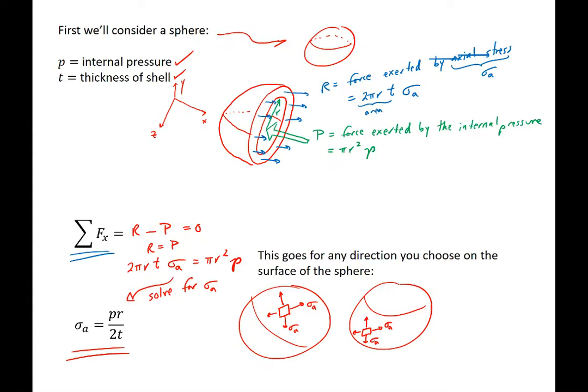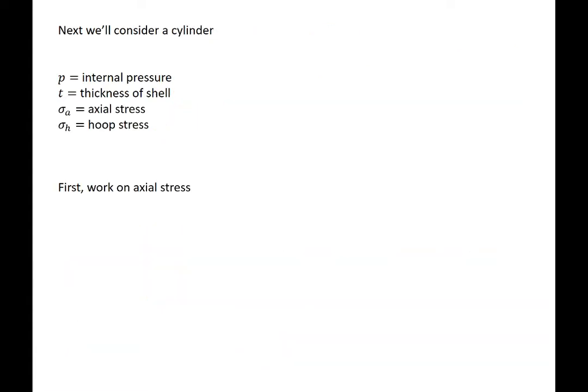All right. So let's consider another case. Another case is a cylinder. So instead of having a spherical pressure vessel, we'll have a pressure vessel that's more like this. And in this case, I've got a stress element acting like this. And I'm going to have a different stress in each of these directions. The direction like this I'm going to call the axial stress, sigma A. And the stress in this direction is the hoop stress, sigma H.